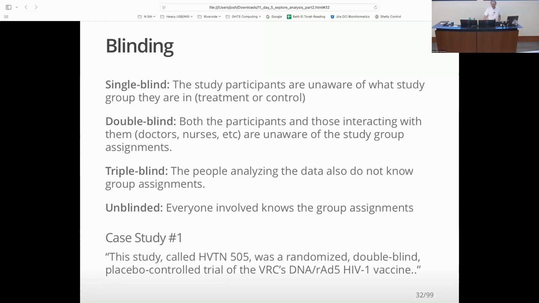Okay, so case study one, I have a little snippet at the bottom there. Easy question: is case study one single blind, double blind, triple blind, or unblinded? Double blind. And how do you know? It says it. Yep, good. That's why it's an easy question.